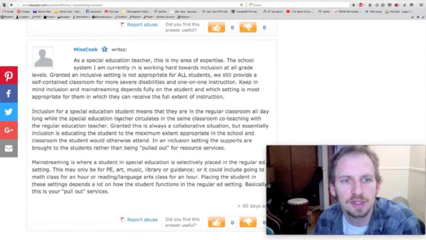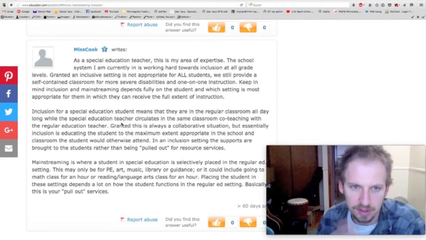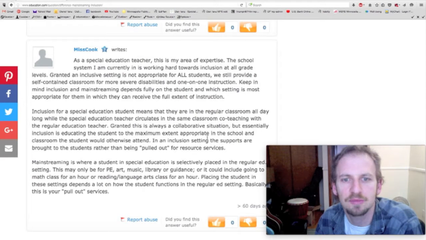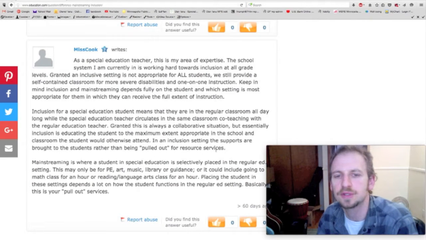Inclusion for a special education student means that they are in the regular classroom all day long, while the special education teacher circulates in the same classroom, co-teaching with the regular education teacher. Granted, this is always a collaborative situation, but essentially inclusion is educating the student to the maximum extent appropriate in the school and classroom the student would otherwise attend. In an inclusive setting, the supports are brought to the student rather than being pulled out for resource services.